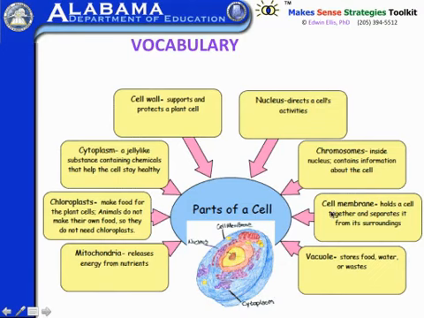Let's look at this one. Cell membrane holds a cell together and separates it from its surroundings. Now that's a really good definition because it's in kid-friendly language and it doesn't use technical language, but it does capture the essence of what a cell membrane is. Vacuole stores food, water, and waste, again in kid-friendly language. So you kind of get a sense of what I'm talking about. It's very difficult sometimes not to use the technical language that also needs defining, but I realize sometimes you have to.